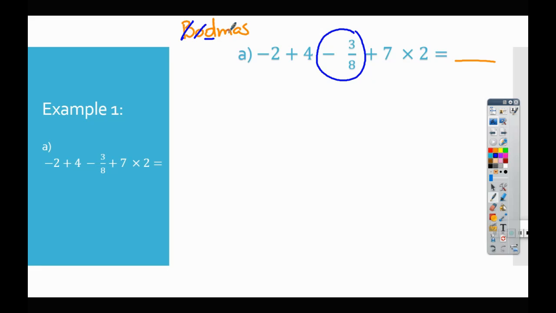Please do note that I have circled the negative sign, the minus sign in front of the 3 over 8, because that is a very important identification for the fraction or for the division that we will have to use later on. Okay, so let's just use our calculator.